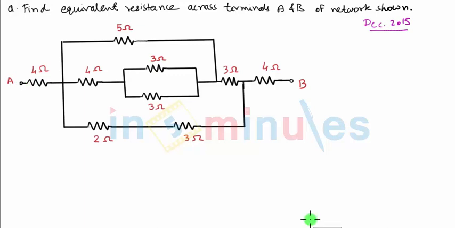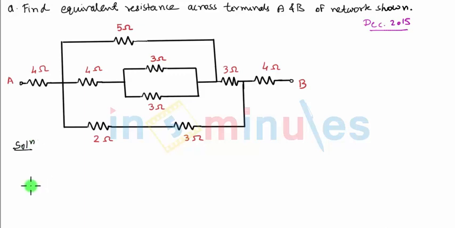So in this case, as you can see, these two 3 ohm resistors are in parallel first, so we can combine them, and once we combine them and replace them with a single resistance, that will come in series with this 4 ohm resistance. So I'm going to do both these things together in one step. So let's start with the solution now.